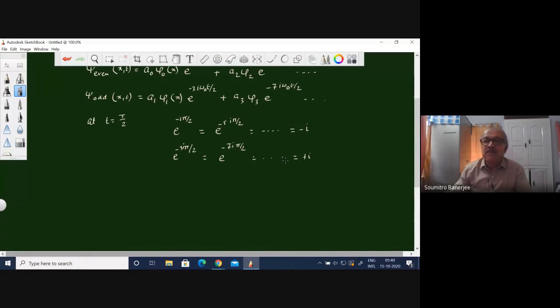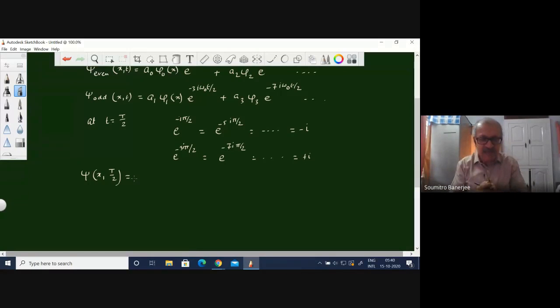Okay. And if you have the even function and the odd function, then you can add up to get the psi at x and capital T by 2. It will have two parts. I'll leave this to you. I'll not elaborate on this. So this is how you actually work out.